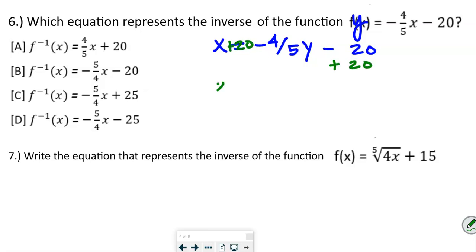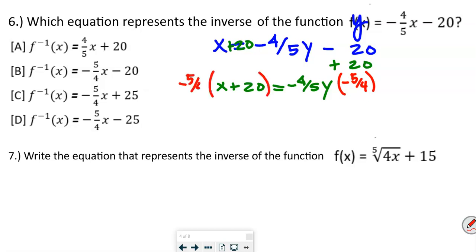So that's going to be x plus 20 equals negative 4/5 y. Now I need y'all to listen to me here. The big key here is I got to get 1 in front of the y. So I'm going to have to multiply by a negative reciprocal, okay? So I'm going to have to multiply both sides by the negative 5/4. I only have to do this when the term is negative, okay? But we're going to multiply everything over here by the negative 5/4, okay?